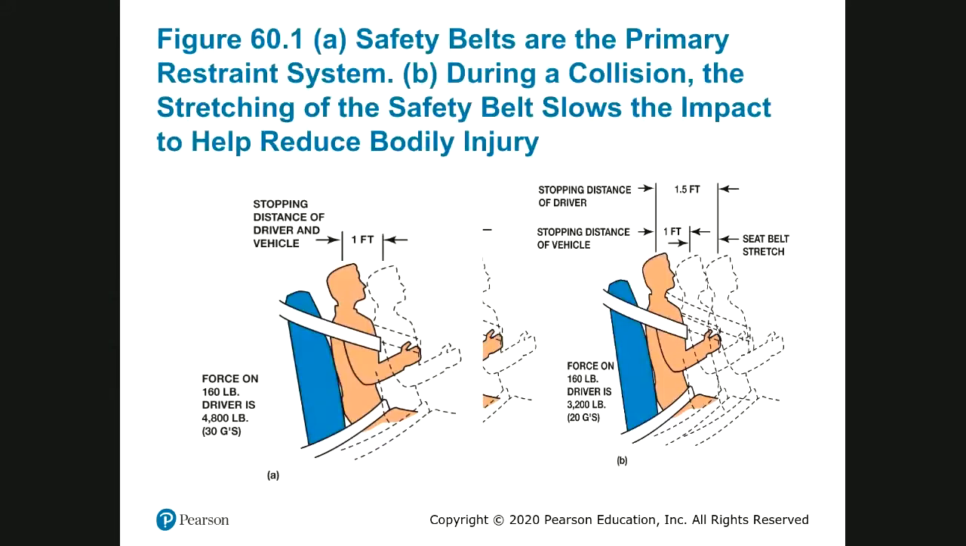But safety belts are the primary restraint system. These are active restraint systems. You literally have to grab your seat belt and put it around you. And remember, we were talking about the automatic seat belts that went up around the driver's and passenger's doors. It was the shoulder harness part, but then you still had to actively put your lap belt on. Thank God those went away. Now you still have to actively put on your seat belt when you get in a vehicle, for now. But they are the primary part of a restraint system. And during a collision, the stretching of the safety belt slows the impact to help reduce bodily injury.